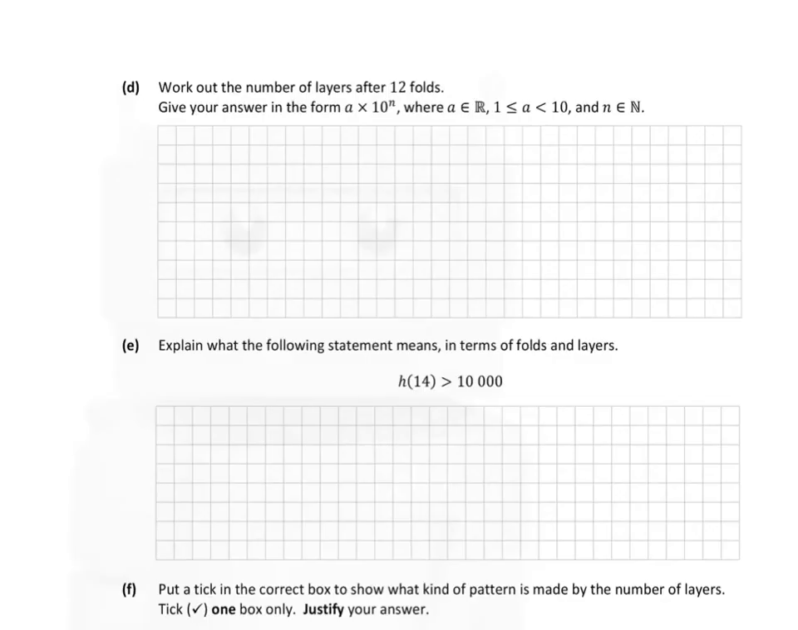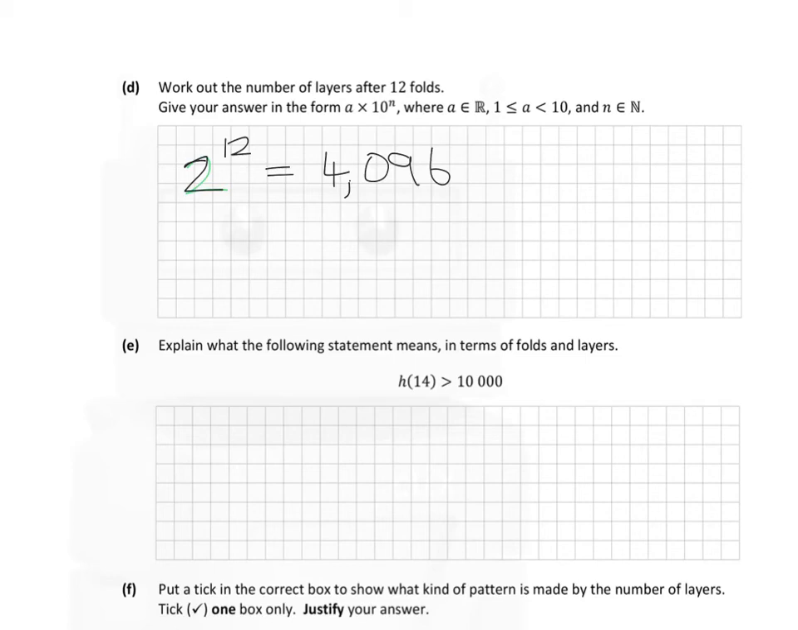Okay, so we have to work out the number of layers after 12 folds. So again, x is 12, which means we're writing 2 to the power of 12. Okay, 2 to the power of 12 is 4096.